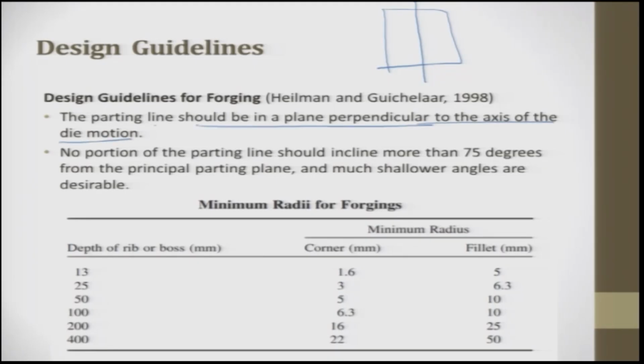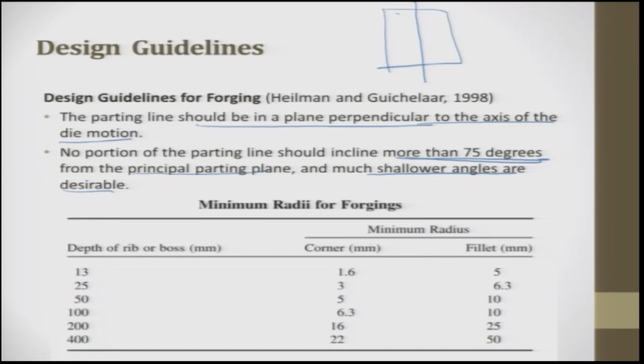The parting line should be in the plane perpendicular. In the bottle, perpendicular means 90 degrees to the axis of the die motion. No portion of the parting line should be inclined more than 75 degrees from the principal parting plane, and much shallower angles are desirable. This is very important, let it be a metal part, let it be a polymer part. When you use a die, the parting line is very important.